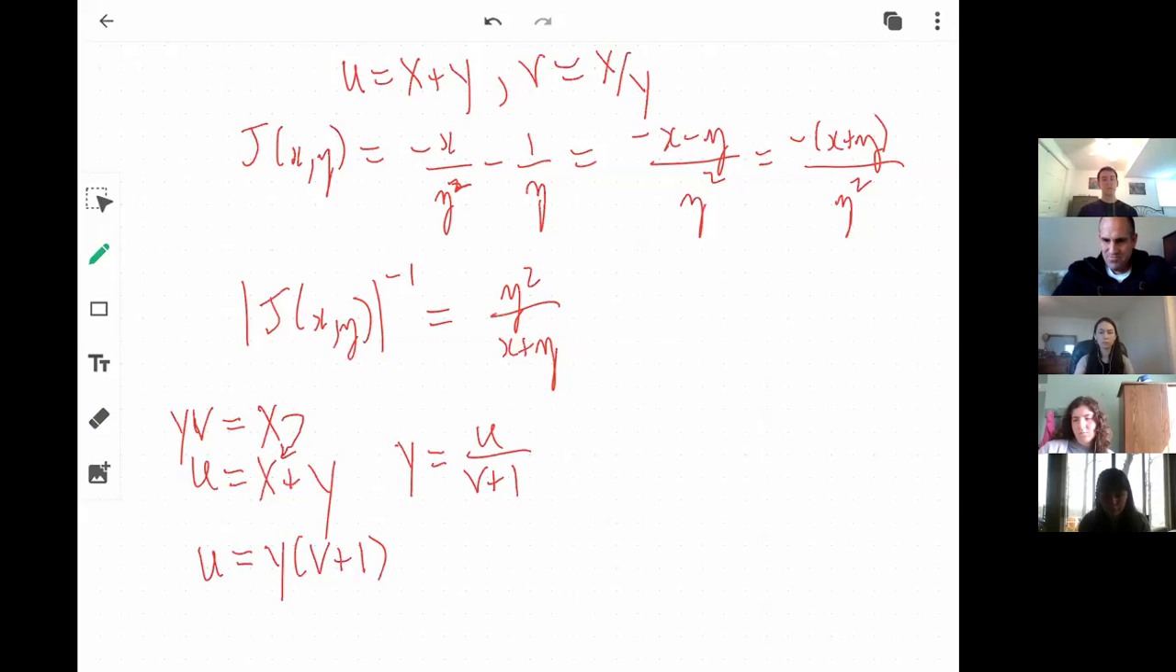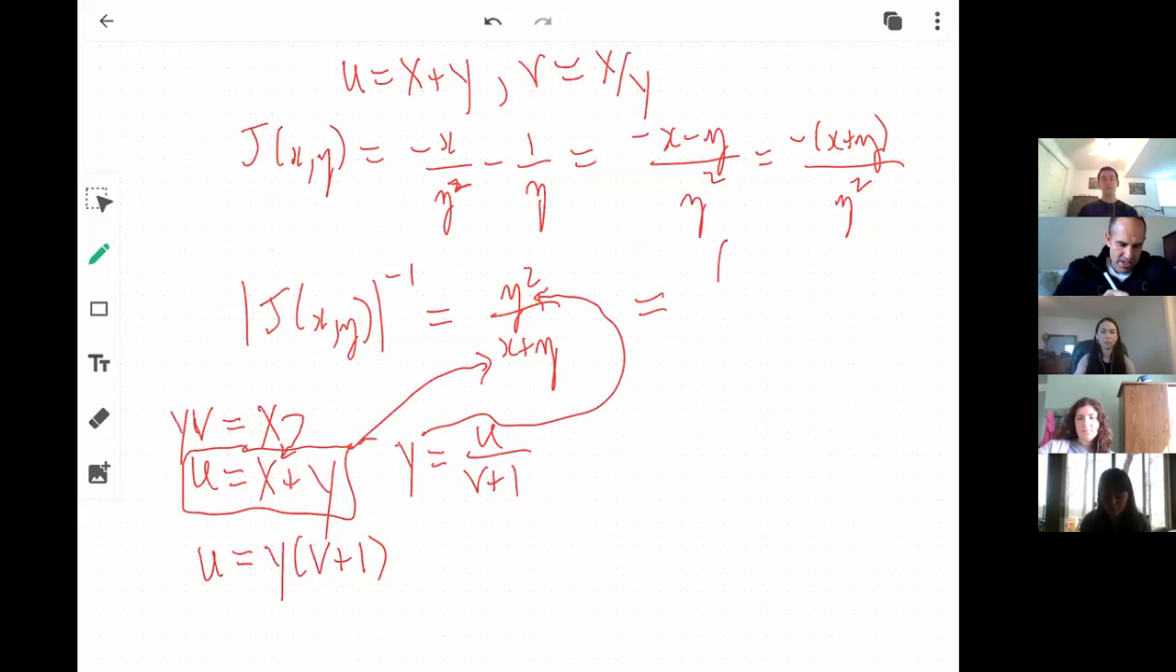Isn't that right? That's good news. And incidentally, u is equal to x plus y, right? That's good news for us because I can actually plug that in right there. I know what y is, which I can plug right there. So for the inverse of the Jacobian, what do we get? Well, it's going to be u over v plus 1 quantity squared divided by u.